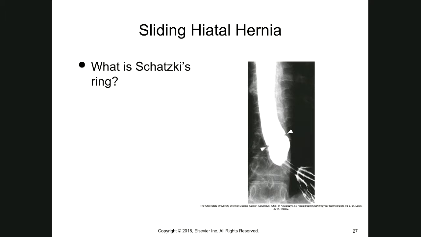It says a sliding hiatal hernia can produce a radiographic sign, which is called the Schatzky ring, which is a ring of mucosal tissue that lines the esophagus that protrudes into the lumen of the esophagus, and they've got it pointed out right here. That little ring on there, that's indicative of a sliding hiatal hernia.